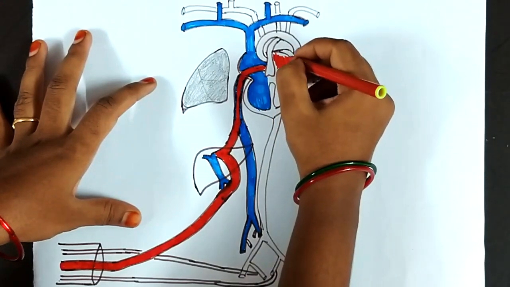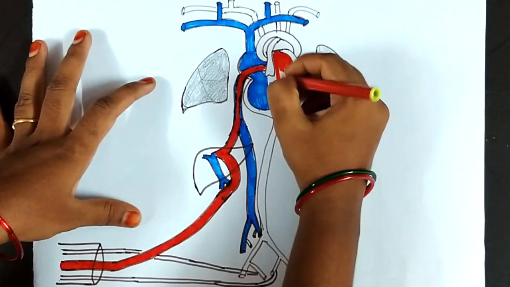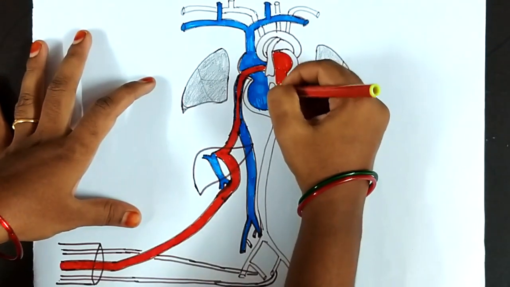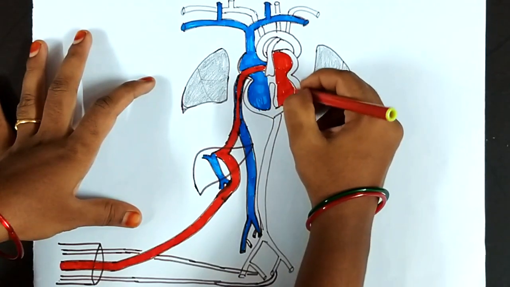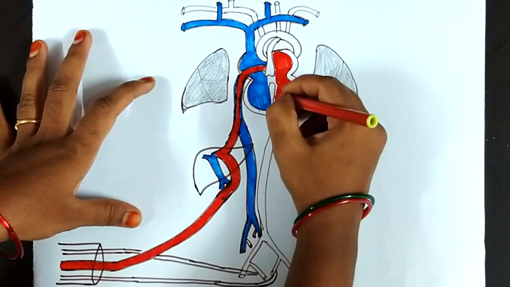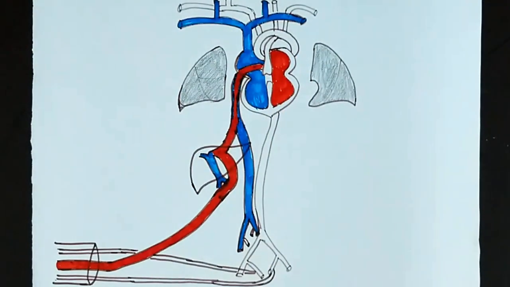From the internal iliac arteries, the blood drains into the umbilical arteries. This is how the deoxygenated blood reaches the mother through the umbilical arteries. This is the fetal circulation.